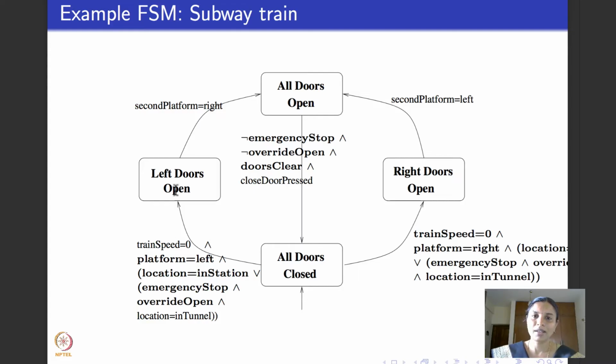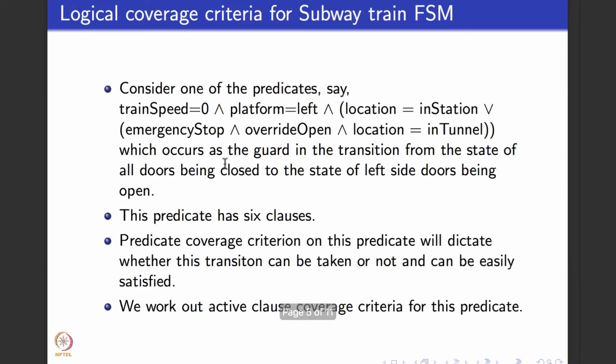So if you see, there are so many predicates that we can consider, 5 of them here. Just for illustrative purposes, let me take this predicate, the one on the bottom left, which lets you go from the state all doors closed to the state left doors open. We'll take this predicate and illustrate the use of logic coverage criteria that we learned on testing this predicate, indirectly testing the influence of that predicate or guard on the finite state machine. So I have just written the predicate that I want to consider. So this is the predicate.